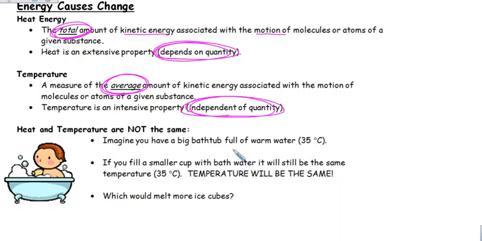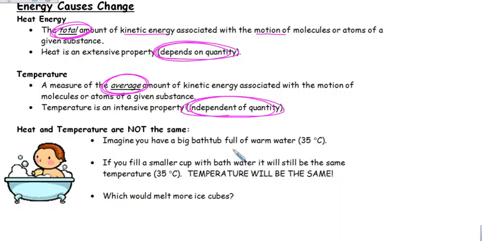However, again, let's say I try to add ice cubes. The small sample of water might be able to melt a few ice cubes, but a larger sample of boiling water contains a lot more heat energy. There's more particles. So eventually, I'll be able to melt more ice cubes in a larger sample. There's more total heat energy.